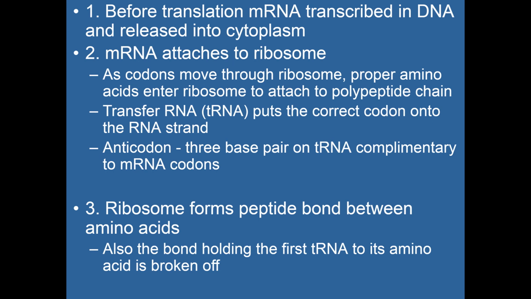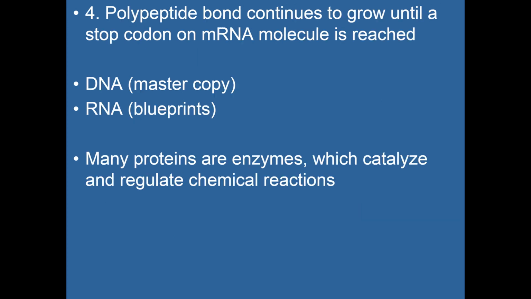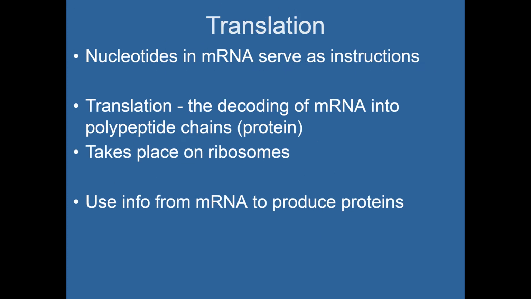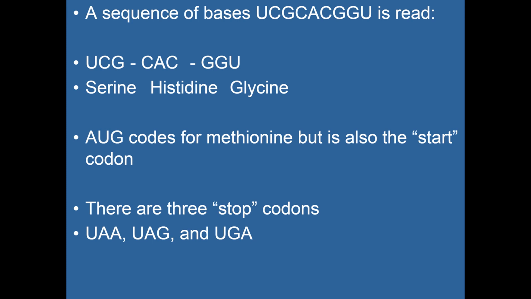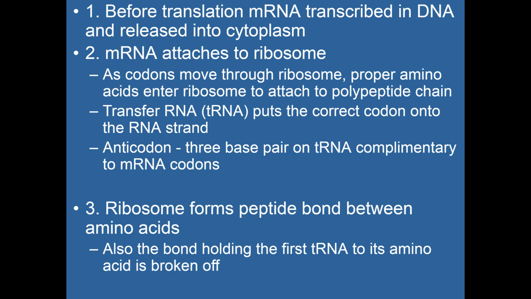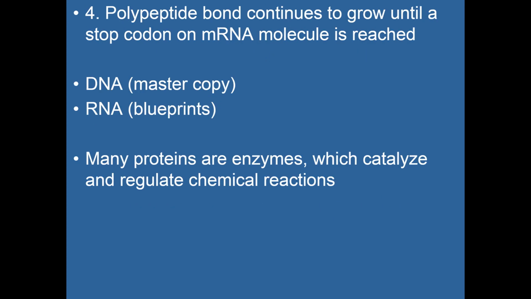And number three, ribosomes form peptide bonds between amino acids. Also, the bond holding the first tRNA to its amino acid is then broken off. And number four, the final process is that the polypeptide continues to grow until a stop codon on the mRNA is reached. The stop codon is one of these three, the UAA, the UAG, and the UGA. So it doesn't stop translating until one of those codons is reached.